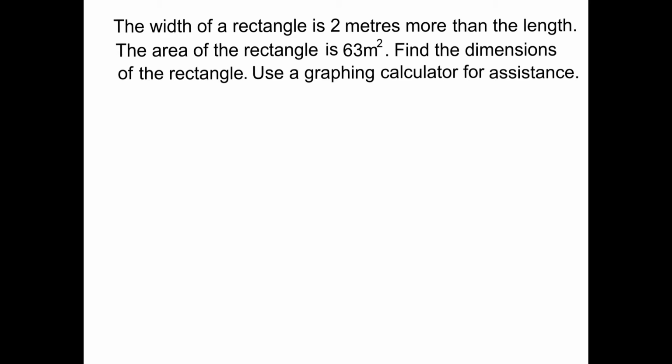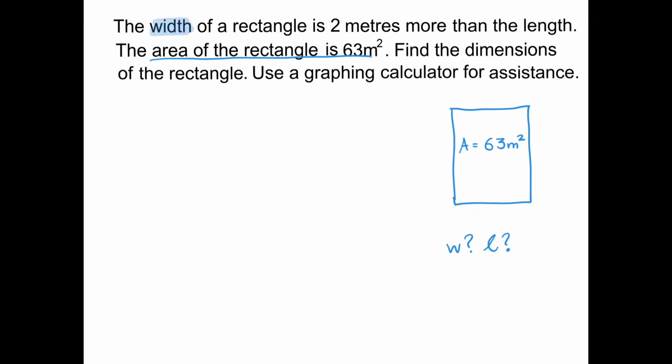Now the question is asking us to find the dimensions, and by that they mean the length and the width, because those two sides matter when you're finding the area of a rectangle. Now the question tells us the area is actually 63 square meters. So let's draw a rectangle on the side, and the space inside, meaning the area, is equal to 63 square meters. All right, but what's the length and the width?